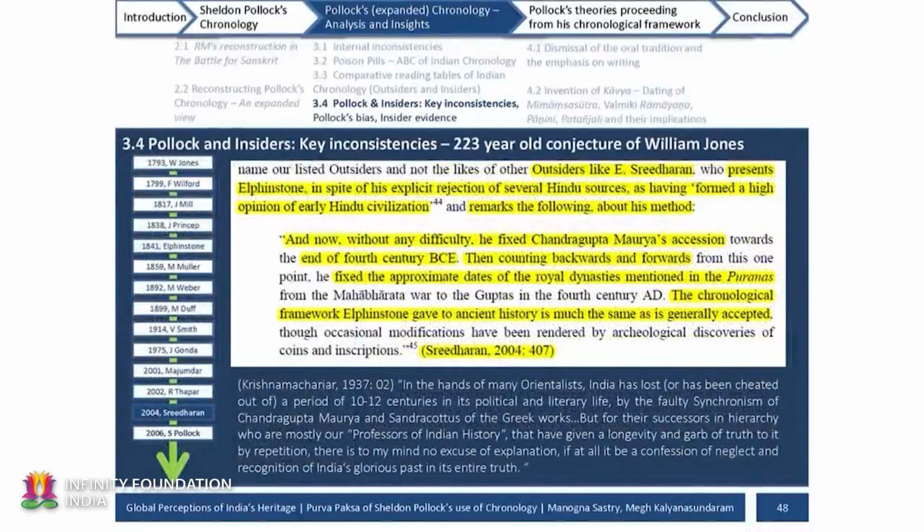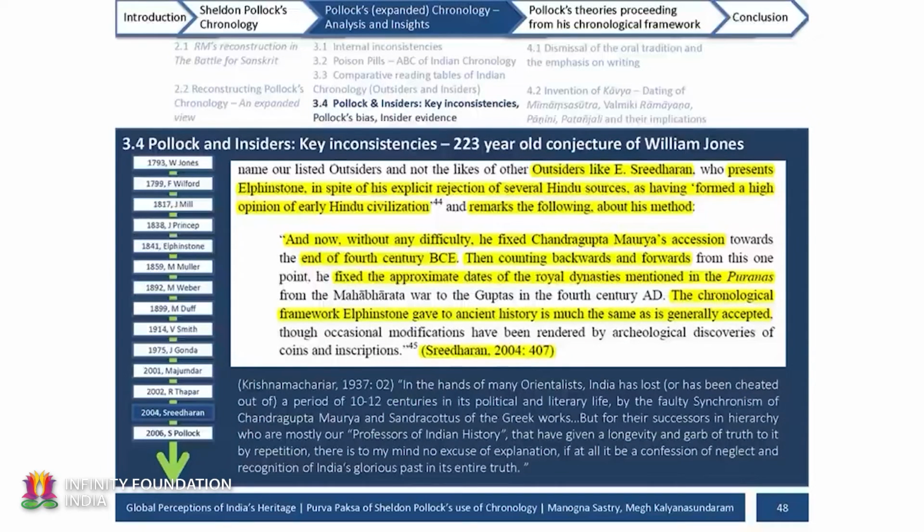After Duff, Vincent Smith in 1914, Jan Gonda we already spoke about, even R.C. Majumdar could not escape analyzing this and calling it out. We're again not saying wrong or right, but that it is an assumption at best is not seemingly called out. Sridharan in his 2004 book goes on to say, and now without any difficulty fixes Chandragupta Maurya's ascension towards the end of 4th century BC.